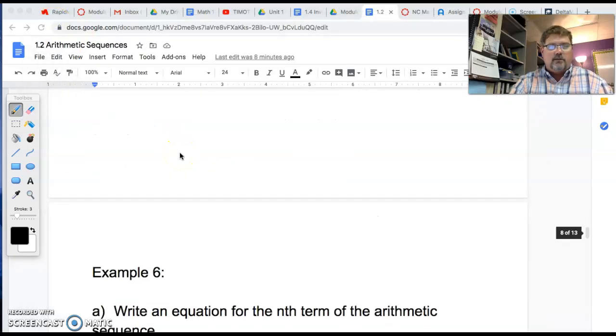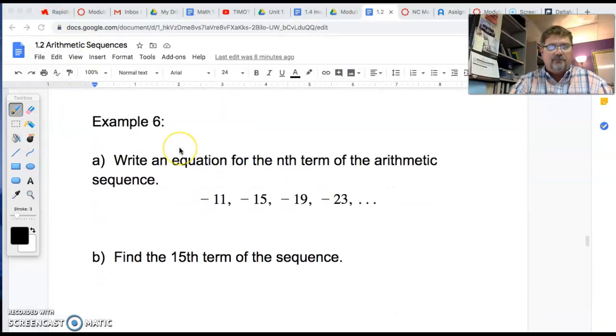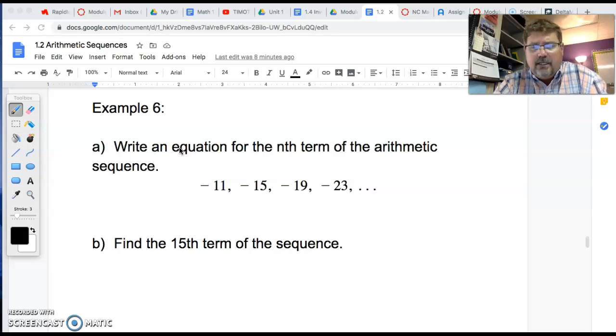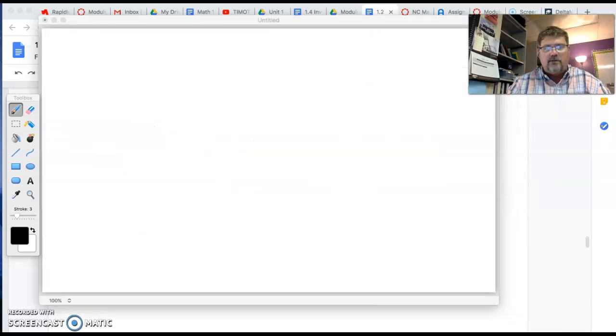All right, now let's come down here and talk about another example. And I'm going to do 3 of these all together. It says, write an equation for the nth term of the arithmetic sequence. This time I'm given negative 11, negative 15, negative 19, negative 23. And this one appears to be going down. So let's go to the scratch pad and work on it. I'll write that in there real quick.